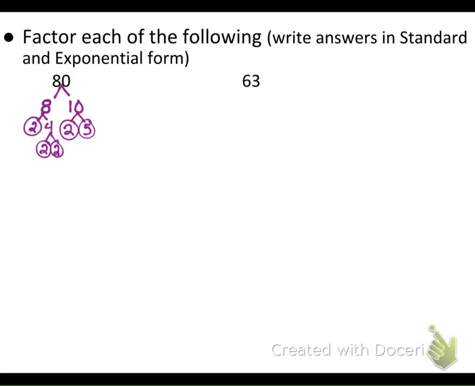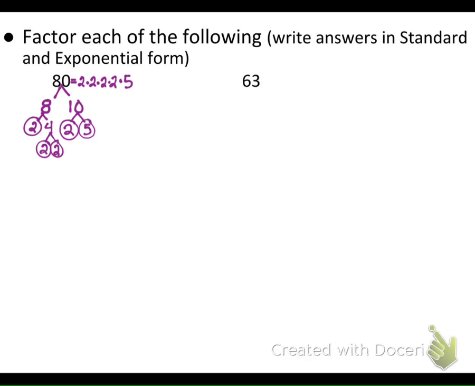Once I am done finding all my prime numbers, I'm done factoring. I'm going to come up and write the numbers that I circled in standard form, which means I'm basically going to write all the numbers that I circled in order from least to greatest. So Jaden, what are these numbers in standard form? 2, 3 squared. No, standard form, not exponential.